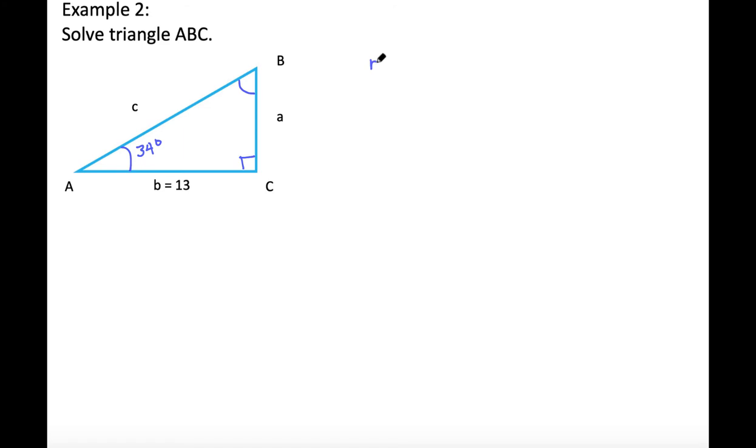So to find angle B, the measure of angle B plus the measure of angle A, which is 34 degrees, has to equal 90 degrees. So when we solve this, measure of angle B is equal to 56 degrees. Next, let's find side A. So we're looking for side A. We know side B, and we're going to use this idea that angle A is 34 degrees. This is our given information. So we want to use our given information rather than what we've just solved for measure B.